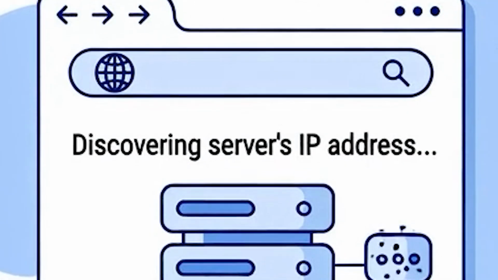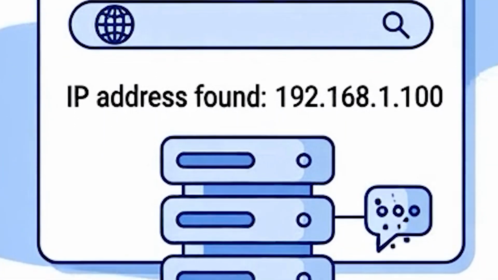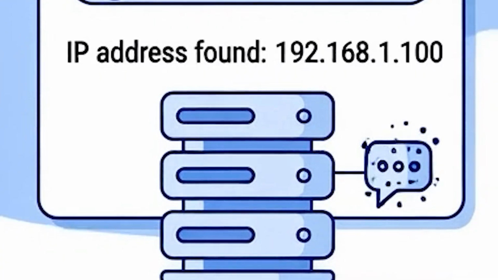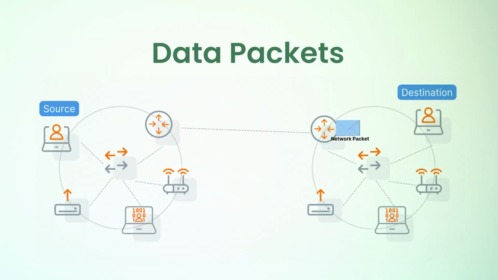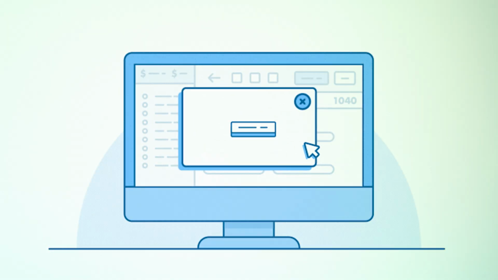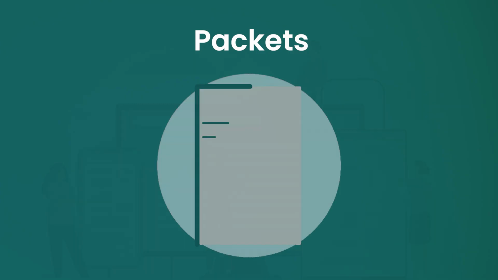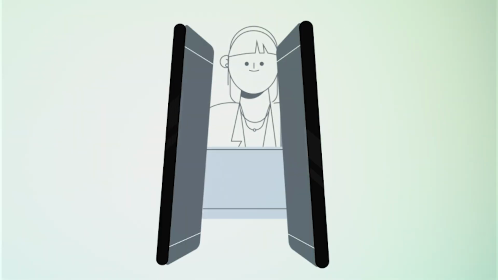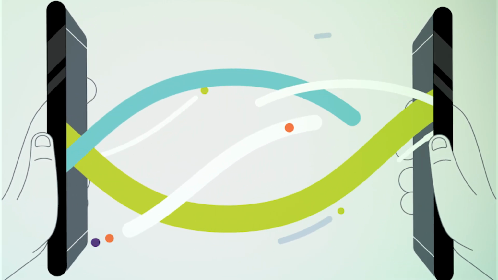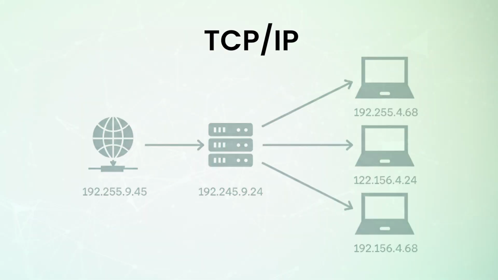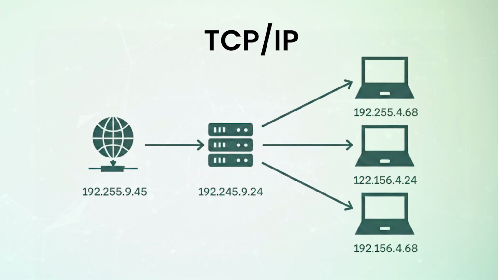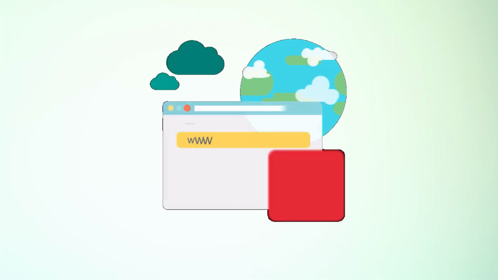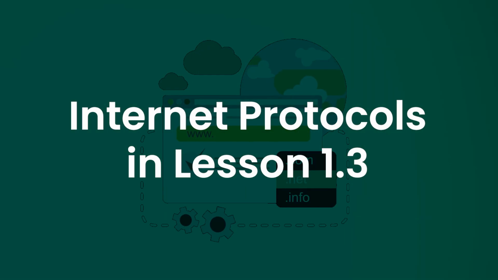The journey of a packet. Now that your browser knows the server's IP address, the real journey begins. Your device sends the request as data packets. The data is not sent as one big chunk. It is always broken into smaller units called packets before it travels across the Internet. These packets are sent using rules defined by Internet protocols like TCP/IP. We will explore Internet protocols further in Lesson 1.3.